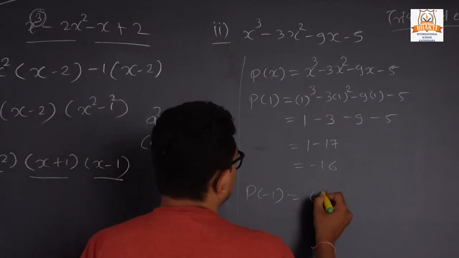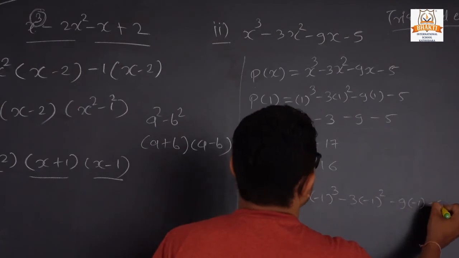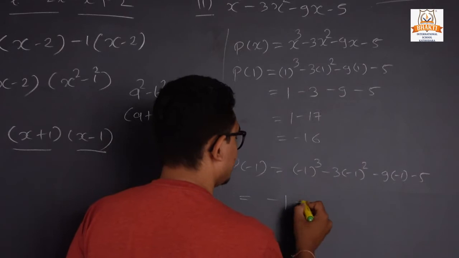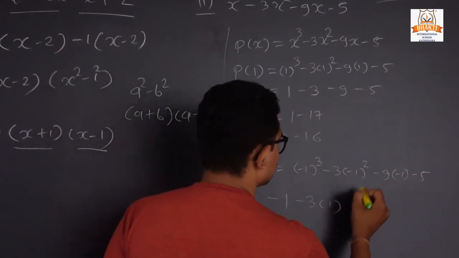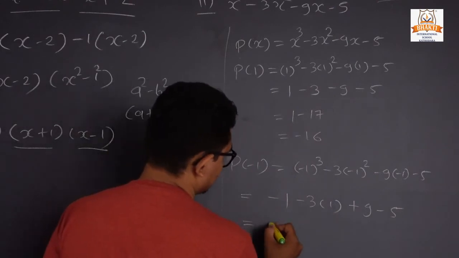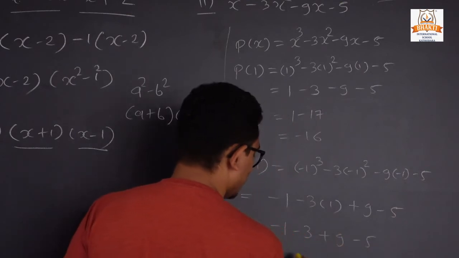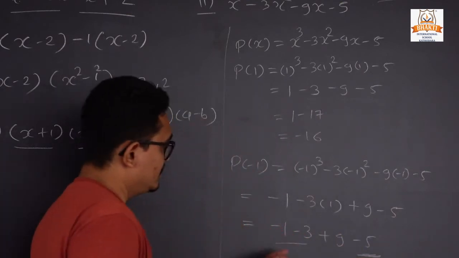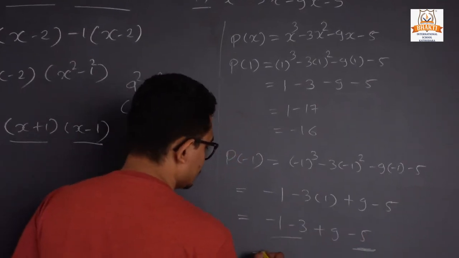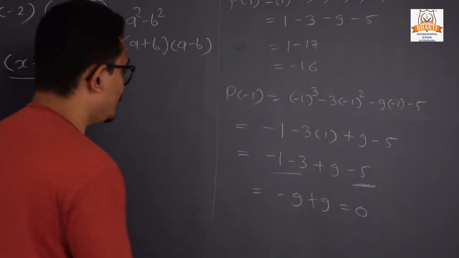So minus 1 cube, minus 1 square, minus 1. Minus 1 cube is minus 1, minus 1 square is plus 1, minus minus plus, and it is the same. Now next, minus 1, 3 ones are 3. So these 3 terms are minus. So minus minus plus. So 3 plus 1 is 4. 4 plus 5 is 9. So minus 9 and plus 9. The answer is 0. So it means what?